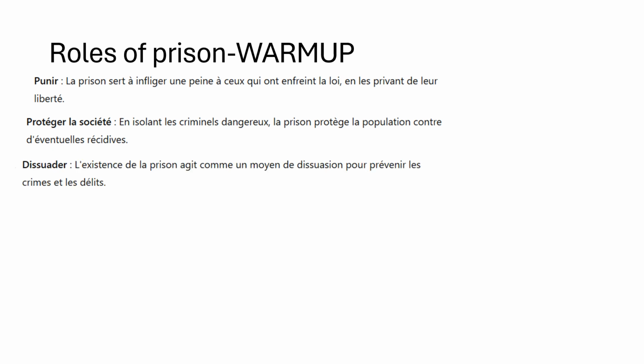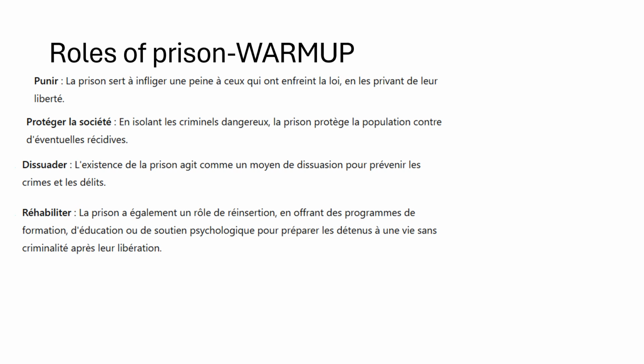Another role of prison would be dissuader. L'existence de la prison agit comme un moyen de dissuasion pour prévenir les crimes et les délits. Another role could be la réhabilitation. La prison a également un rôle de réinsertion en offrant des programmes de formation, d'éducation ou de soutien psychologique pour préparer les détenus à une vie sans criminalité après leur libération.